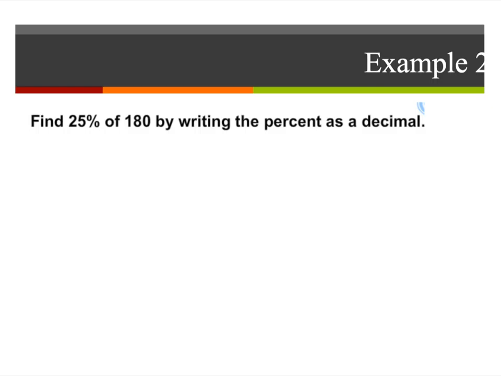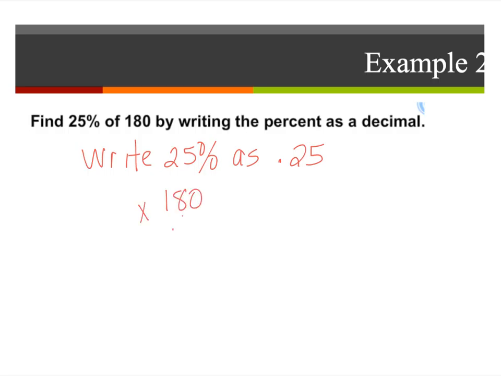So now we want to find 25% of 180 by writing the percent as a decimal. This is example 2. So first, we write 25% as a decimal. So we know that that's 0.25. Remember, we always move the decimal 2 places to the left when we have a percent. Now we have to multiply 180 times 0.25. So when we multiply decimals, we just multiply like it's a regular number.